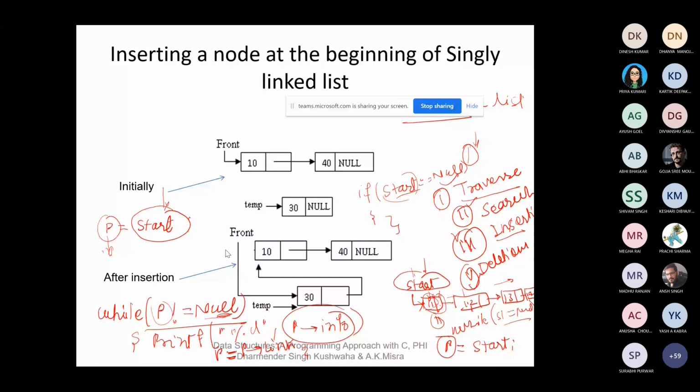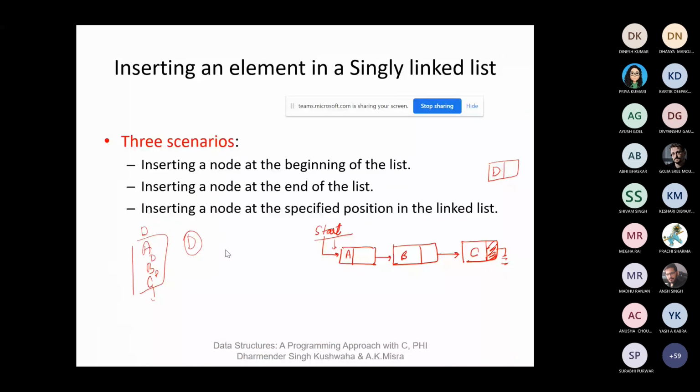So you can see there are the different positions here. You can insert the element. Am I audible to everybody? Yes, ma'am, you are audible. Okay. So D element you want to insert. So maybe the possibility is at the beginning of the list you can insert, or in between, like either in between A and B or in between B and C.